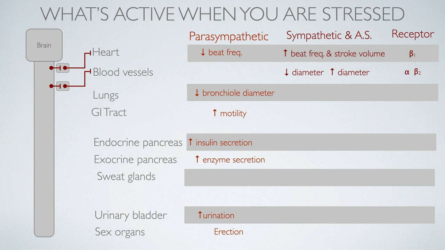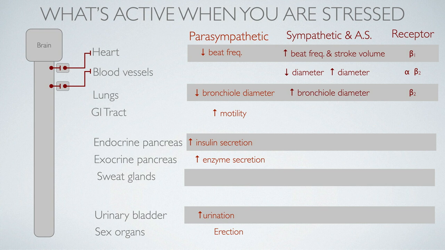Now in your lungs, when you're relaxed, it's okay for the air passages to be small in diameter, but we don't want the resistance that comes with that when we are running away from the bear. So in response to sympathetic inputs, and in this case it's just the adrenal sympathetic because they have beta 2s, there's an increase in the diameter of the bronchioles. Those are the vessels that bring air into the exchange surfaces in the lungs.